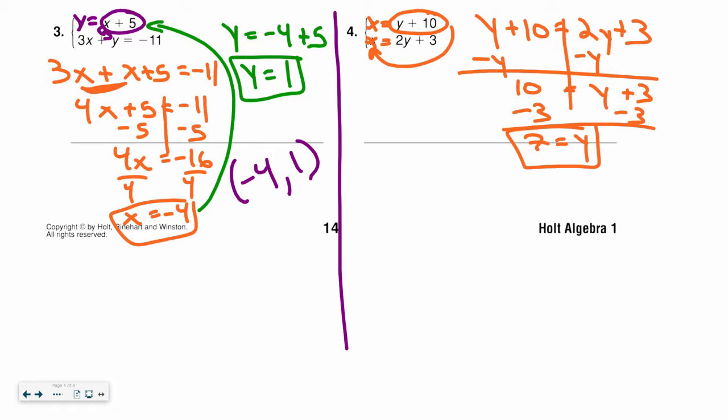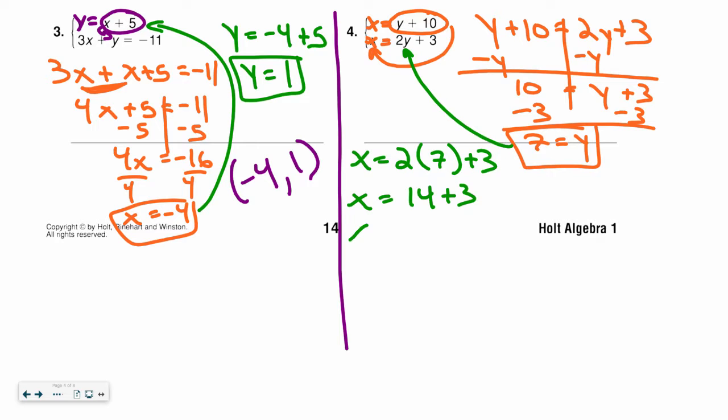So y equals 7. I then take that and I can plug it in right there. So I get x equals 2 times 7 plus 3. So x equals 14 plus 3. X equals 17. So my final solution is 17, 7. All you're doing is solving and then plugging it back in. You always need a point in the end.